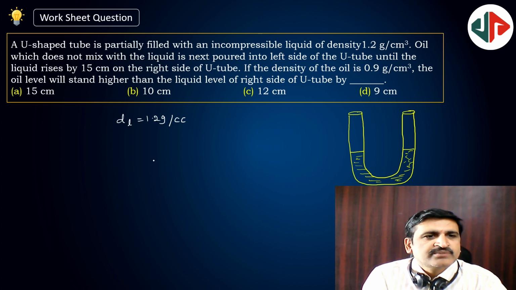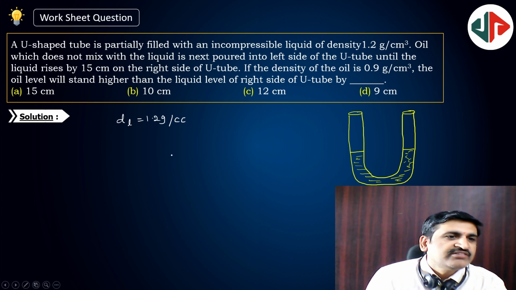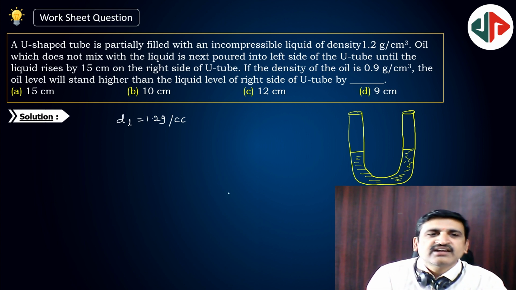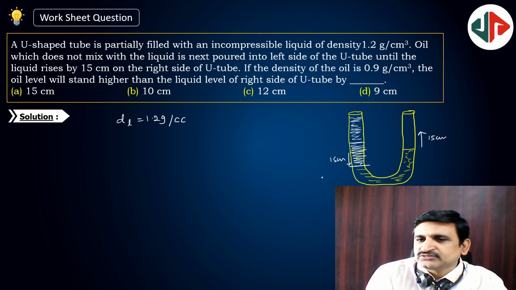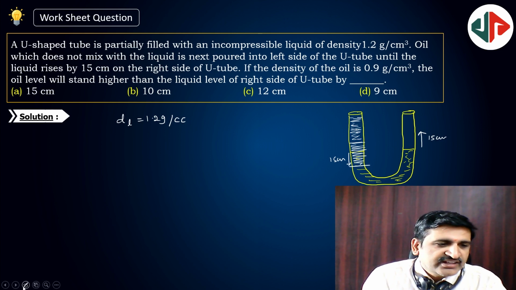Oil which does not mix with the liquid is next poured into the left side of the tube until the liquid rises 15 centimeter on the right side of your tube. If you pour oil in this, it is rising. He said it is rising. It is rising means it should come down, isn't it? He said 15 centimeter raised. That means it will go 15 centimeter down. Up to here, this liquid is occupying the space. Okay. Next, its level finally this one.